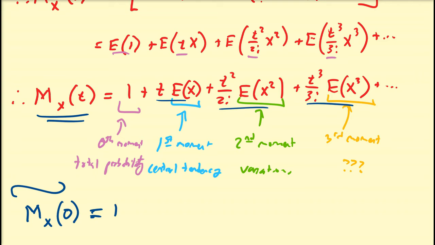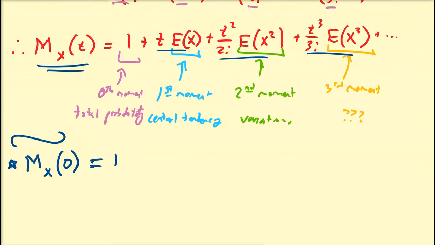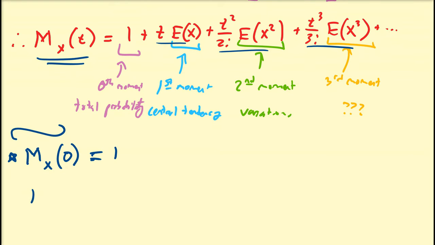So we're just going to be left with 1. So this is the very first property that is easy to verify. The second property: we're going to take the derivative of m with respect to t.